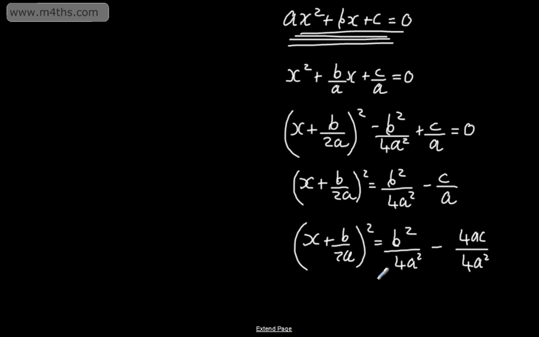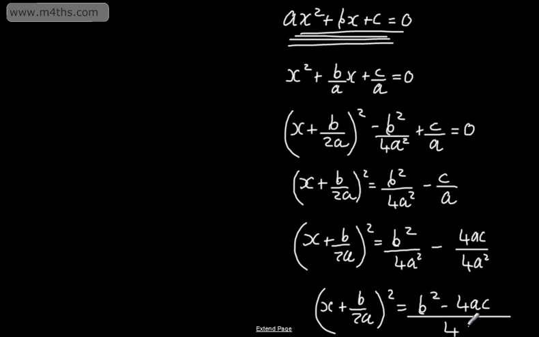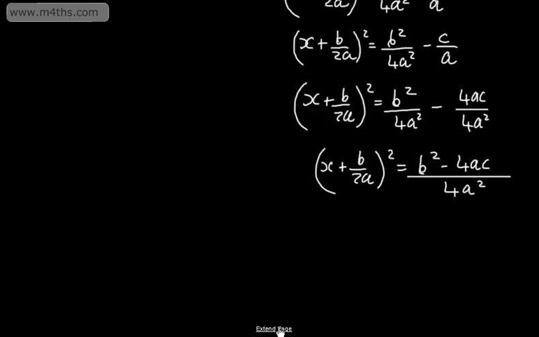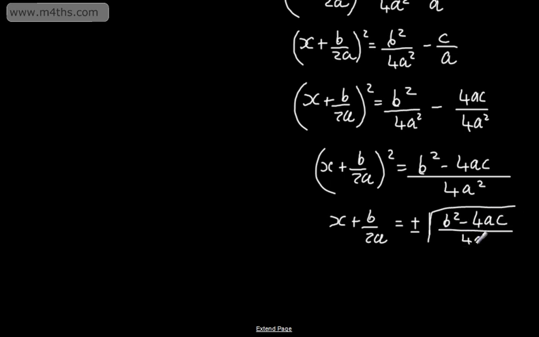At this stage, I'm going to combine these fractions. So x plus b over 2a all squared is equal to b squared minus 4ac all over 4a squared. At this stage, I'm going to take the square root of both sides. So x plus b over 2a will be equal to plus or minus the square root of, and just extending that, b squared minus 4ac all over 4a squared.